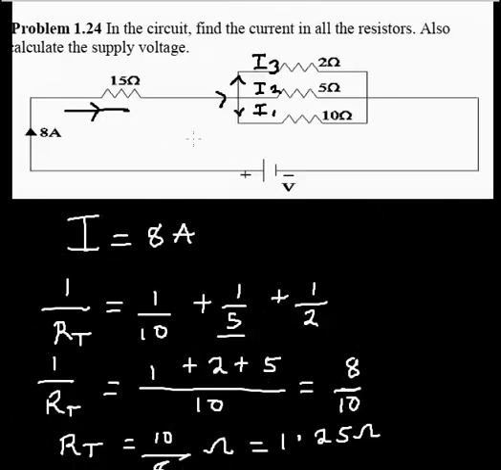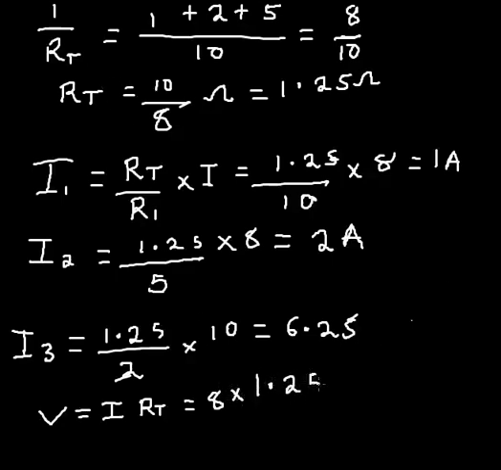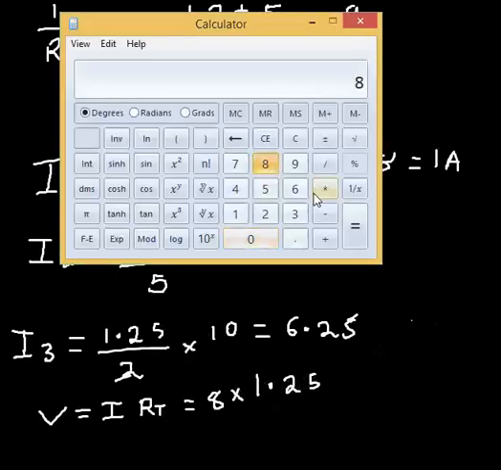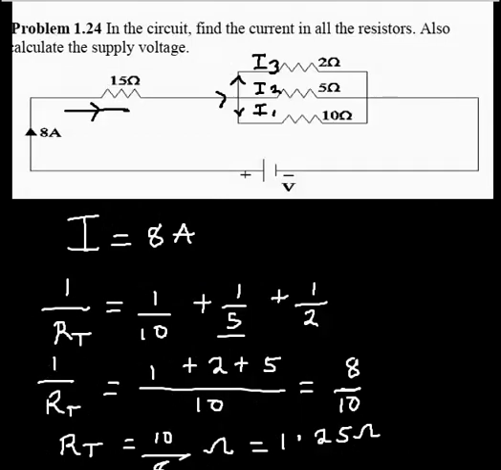All right, so let's now proceed. The next question is for us to calculate the supply voltage. For me to get the supply voltage, that would be very easy. I will simply apply Ohm's law. The supply voltage, total voltage, is going to be equal to the supply current multiplied by the total resistance. So the supply current is 8 multiplied by the total resistance, which we calculated as 1.25. So that's going to be 8 times 1.25. What do we have? So the supply voltage is 2 volts. So as simple as that.